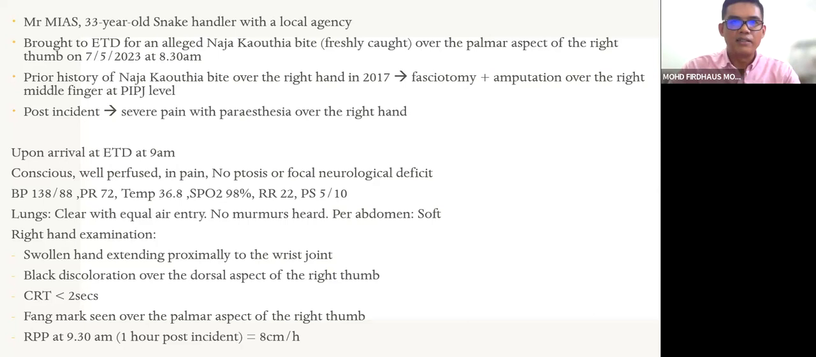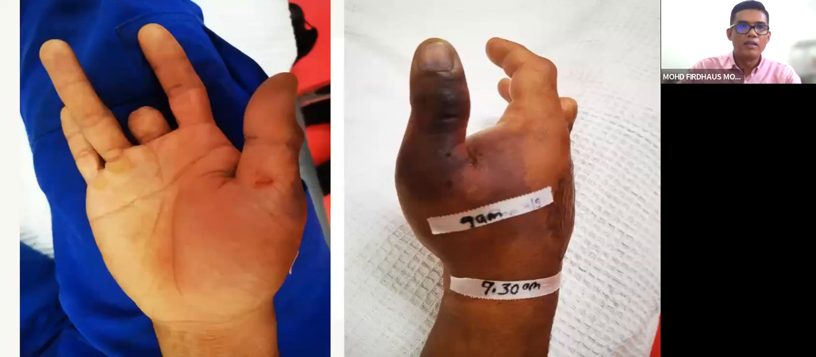Next slide, please. So these are the initial pictures taken upon his arrival. The first photo showed the fang mark over the base of the right thumb. And you can see clearly the early dermonecrotic changes over the dorsal aspect of the right thumb. Next, please.